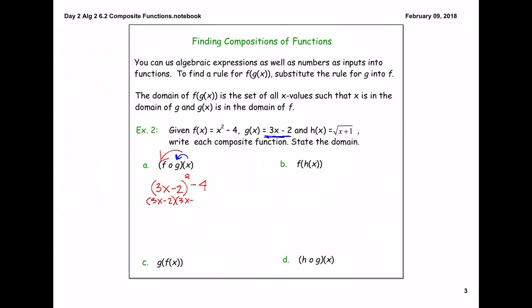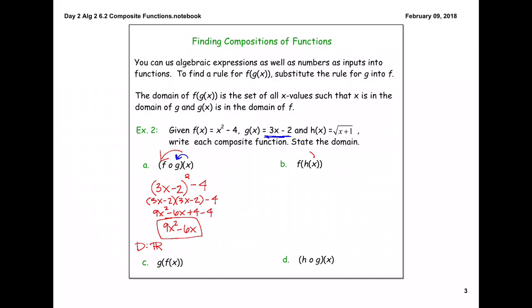So that means write it twice. Do not distribute an exponent over addition or subtraction. 9x squared minus 6x plus 4 minus 4, so we get 9x squared minus 6x. Our domain for this, or the x values, could be all real numbers, as it is a parabola.